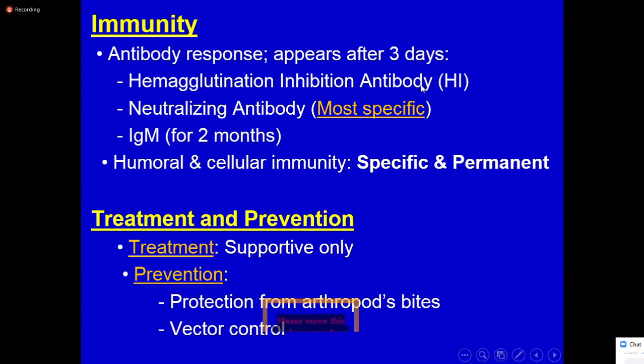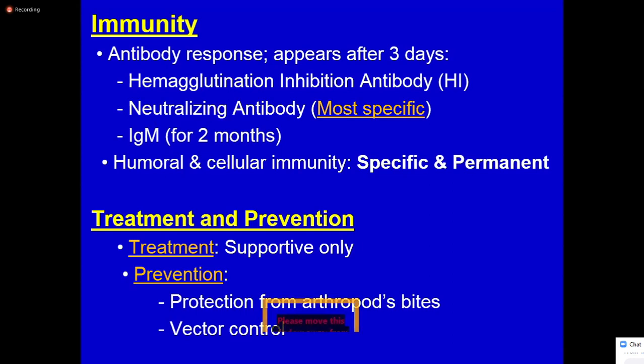Hemagglutination inhibition antibody: there is a test called the hemagglutination inhibition test to test these hemagglutinin antibodies. The test is called hemagglutination inhibition. So sometimes the antibodies are named with the name of the test, hemagglutination inhibition antibody, or you can say these are hemagglutinin antibodies. The second type of antibody is a neutralizing antibody, most specific.